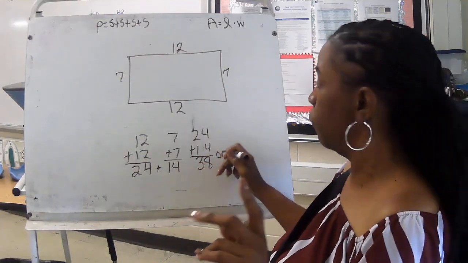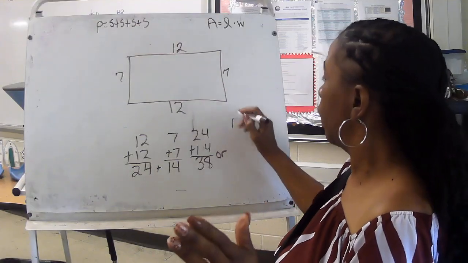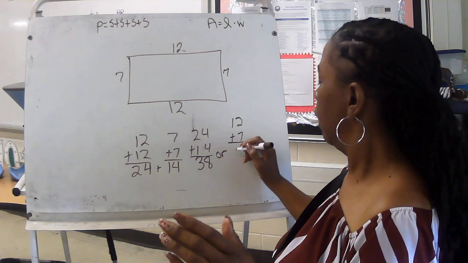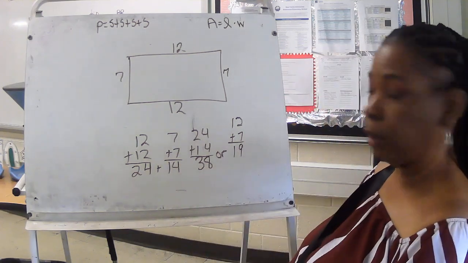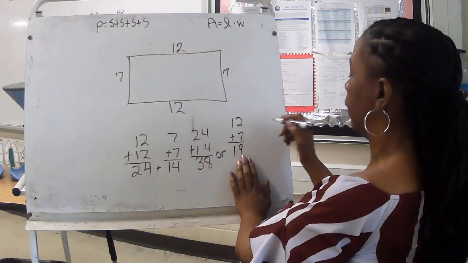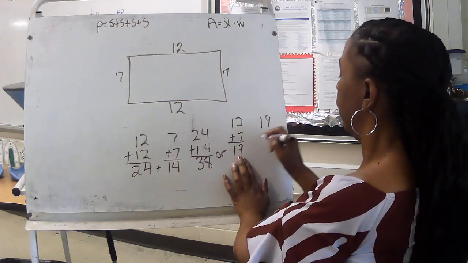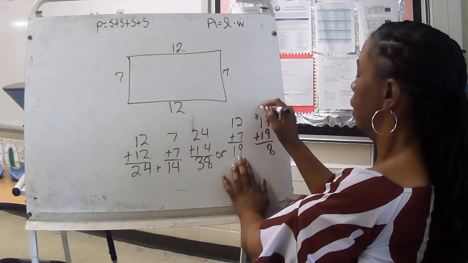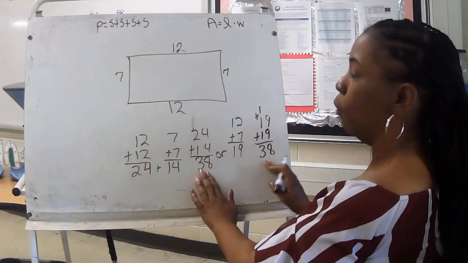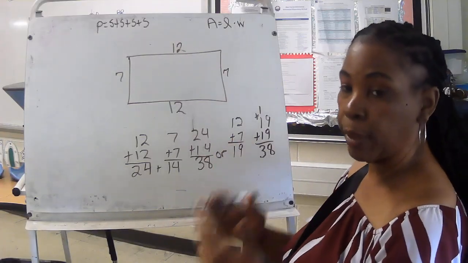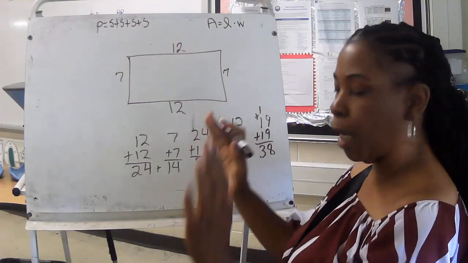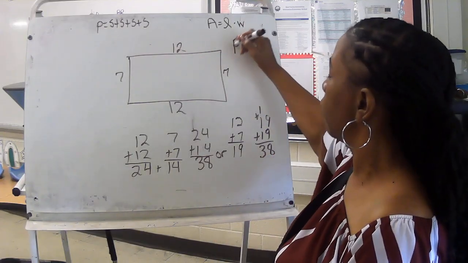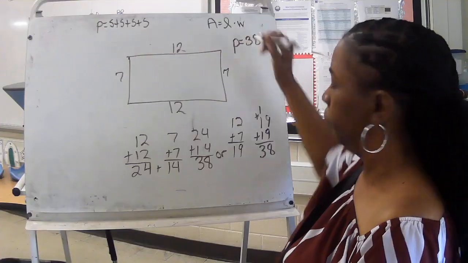Or some do this, and this is totally fine. 12 plus 7, they do these 2 along the short side. That's 19. And then look, so you don't have to do 12 plus 7 again. You already know that it's 19, and you're going to do that twice. 9 plus 9 is 18, 1, 2, 3, 38. Either way, you're still getting the perimeter of 38. Perimeter, you're adding up all the sides. That's it. Add up all the sides. So our perimeter for this one is 38.